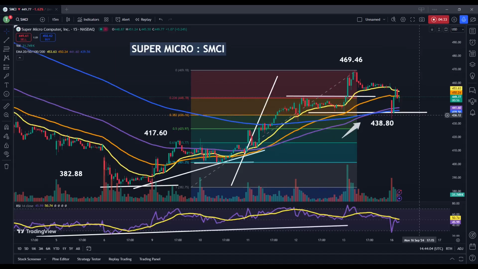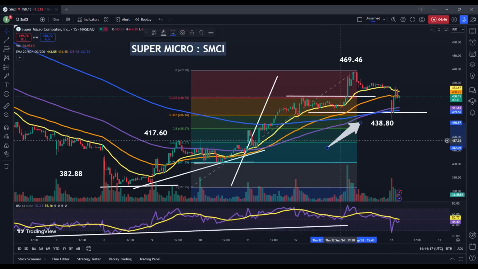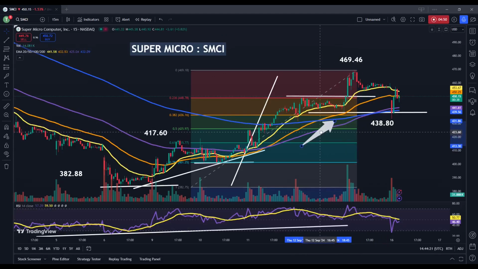So as things currently stand here, what we would really need to see would be an hourly close below this 438.80 area in order to revive that bearish outlook. At that point, you would definitely be looking at further declines, in my view, because you would then be trading below the exponential moving average cluster, firmly below the 38.2% Fibonacci retracement of this price move here. And you would also be trading below historical support zones.